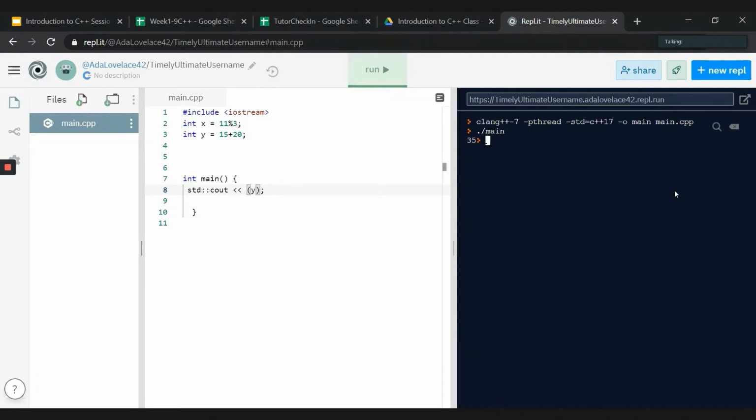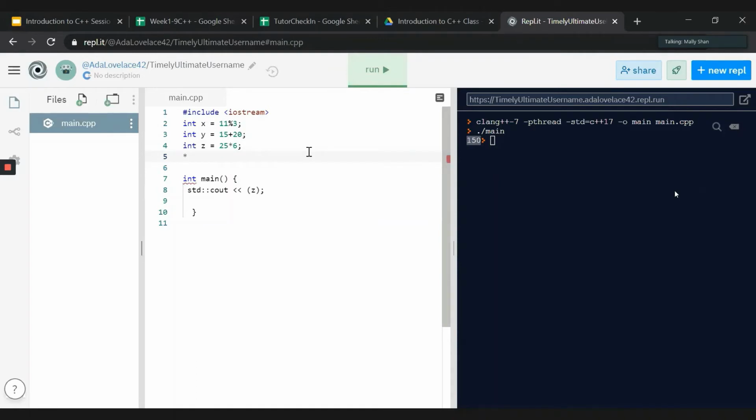Exactly, see? And then you could also say int z equals 25 times 6. So if I wanted to print out z, I can run it, and it'll give you the answer for that. So 25 times 6 apparently is 150. So you can do basically any of these basic operations using these values.